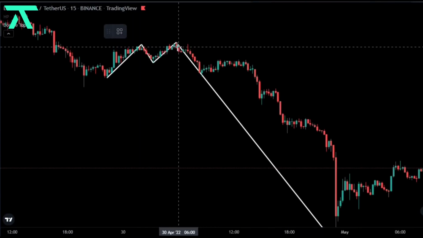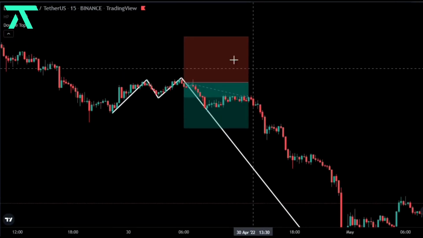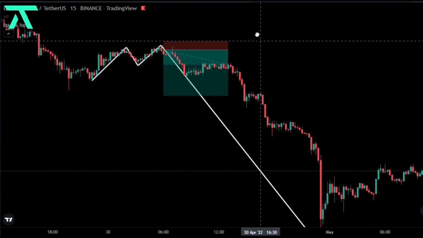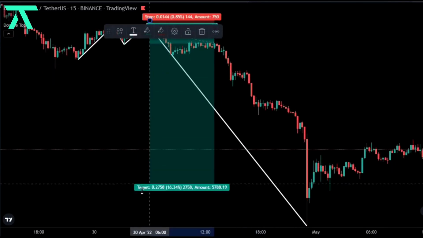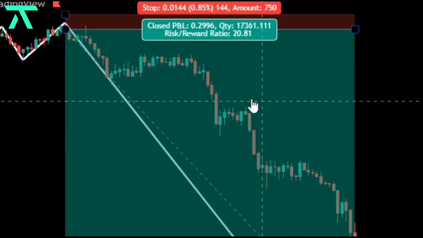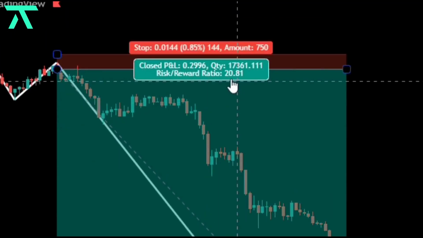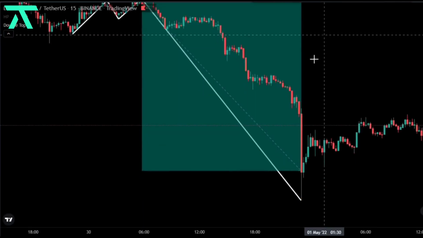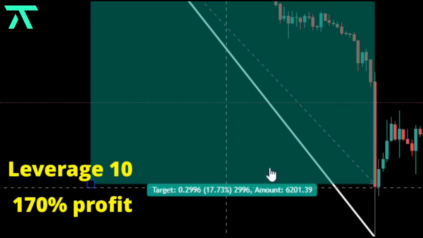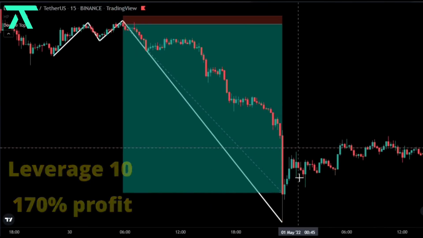After forming the second peak, I will open a selling position here. I put the stop loss a little higher than the peak. I push the profit margin of this position to the point where the price chart falls and I trailing stop the trade. You see, in this kind of deal, the risk-reward ratio of 20 benefits us. In spot mode, 17% profit was obtained. With leverage 10, we earn 170% profit in a trade.